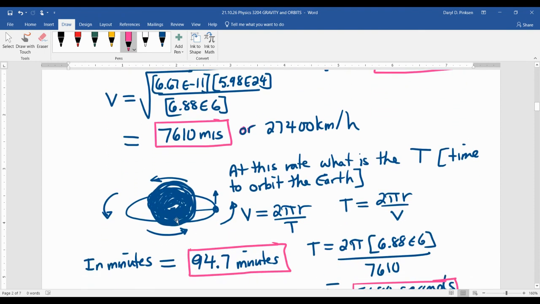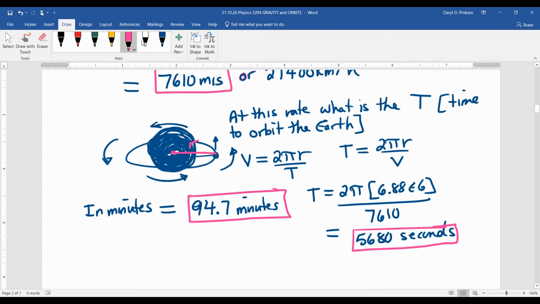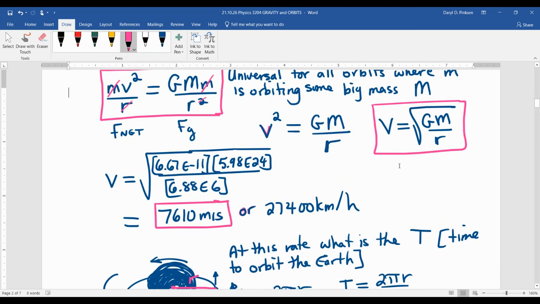And you can calculate how fast they're going. And if you know how far away they are from the center, because all of our r's are measured from the center of mass of that object. So here we have the period, 2 pi times the radius, that's the circle, divided by v. We can get the number of seconds, turned into minutes. And folks, this is right on. That's all there is to it.